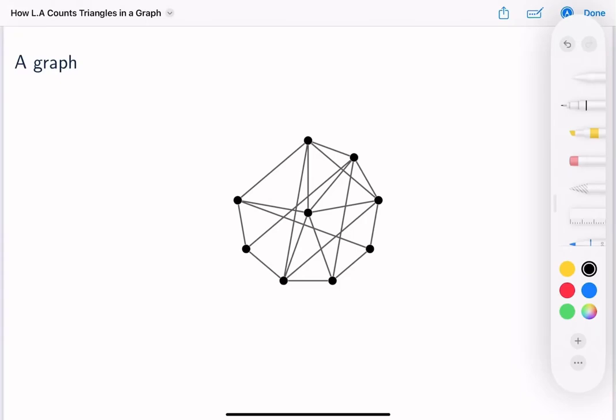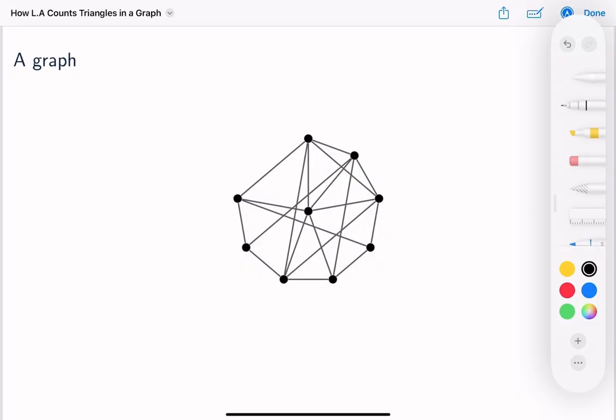So here's a graph, and the question is very simple. Does this graph contain a triangle, and if so, how many? By a triangle, we mean three vertices where every pair is connected by an edge. For example, you can see a triangle over here, formed by this vertex, this vertex, this vertex, and these edges, for instance.